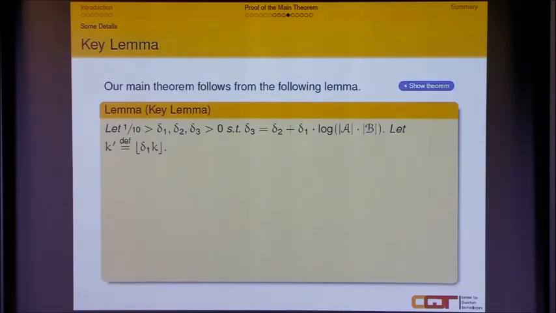Maybe I just show this lemma and then end the talk. Basically, the parallel repetition theorem follows from this lemma directly. Let's have some small constants, delta 1, delta 2, delta 3, for which the following condition holds. And then let's take some k prime, which is a constant fraction of the coordinates.